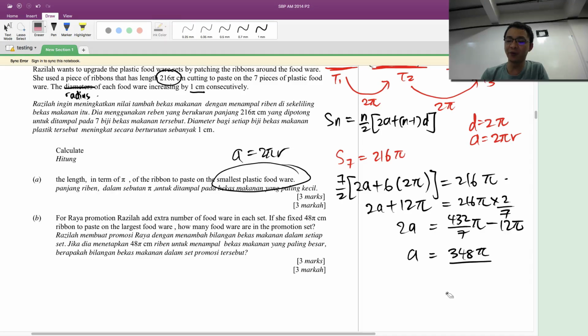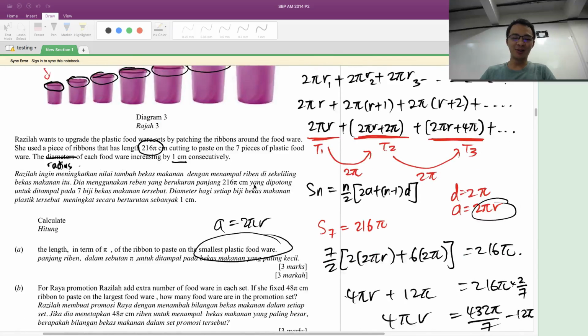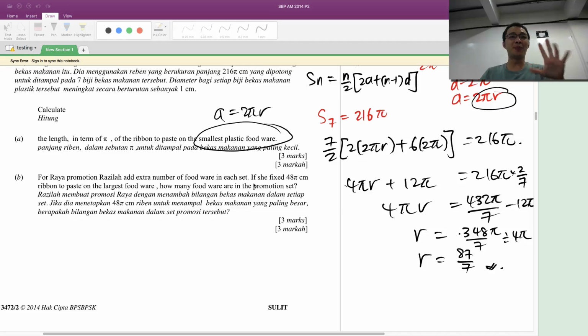So the 2 will move to the bottom, you have got 14. So your a should be something like, divide 2. I don't know, my a here I get is 24.86 centimeter. Is that correct? So let's say we want to prove whether our r is correct or not.